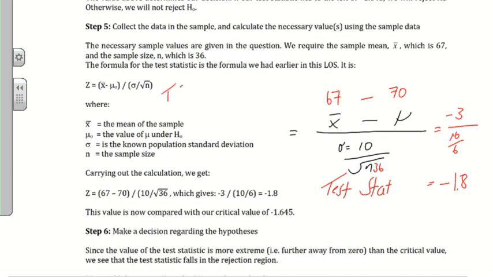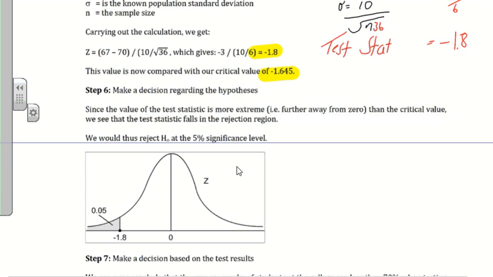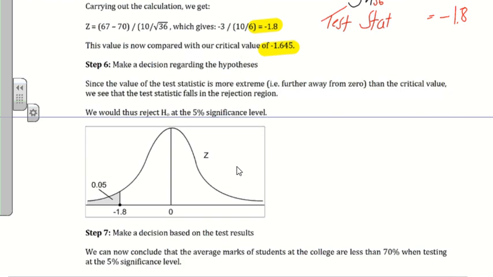Remember, guys, what's our whole job? I'm going to compare my test statistic versus my critical value. My critical value I've got -1.65. My test statistic I've got -1.8. Is everybody comfortable? Okay. Now listen to the conclusion. There it is. That over there would be -1.645, which is equal to my critical value.